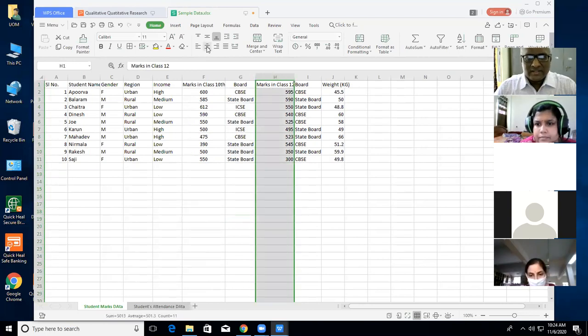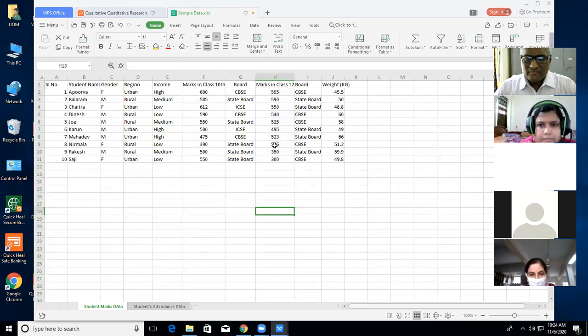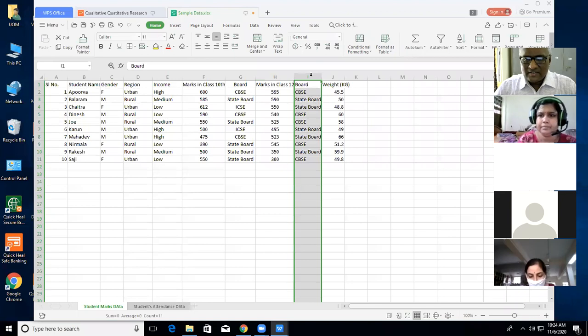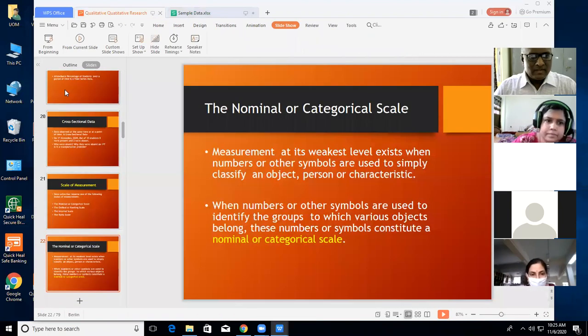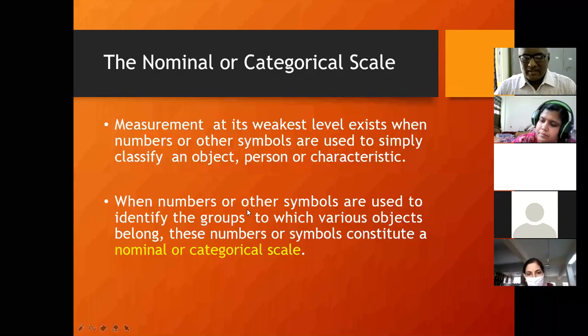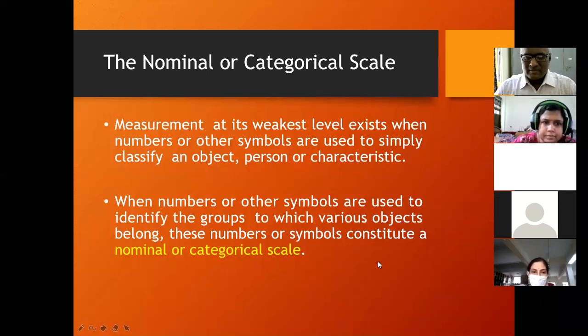Marks scored by students in 12th standard. This is a numerical variable. So state this again. This is a board. This is a categorical variable, and weight is there here. So in this Excel sheet, you can see the nominal scales are gender, region, income, board to which student belongs. They are all classified into nominal scale. When numbers or other symbols are used to identify the groups to which various objects belong, these numbers or symbols constitute a nominal or categorical scale.